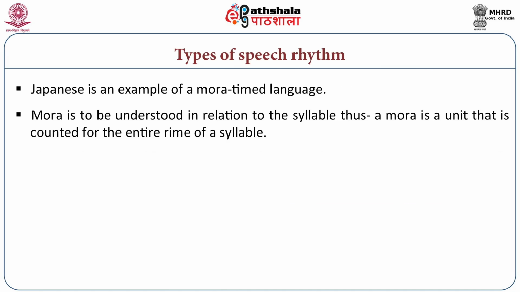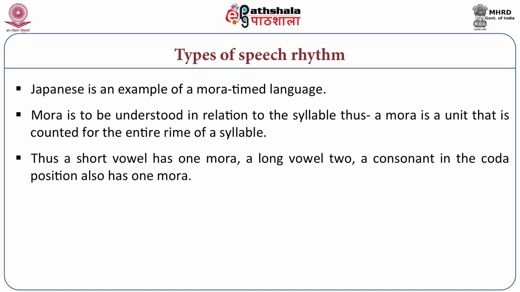Mora is a unit of weight. We looked at the differences in syllabic weights, light syllable and heavy syllable. Something very similar to this also characterizes Mora. In Japanese, a short vowel has one Mora, a long vowel has two Mora, and a consonant after the vowel also has a Mora, but the onset has no Mora.